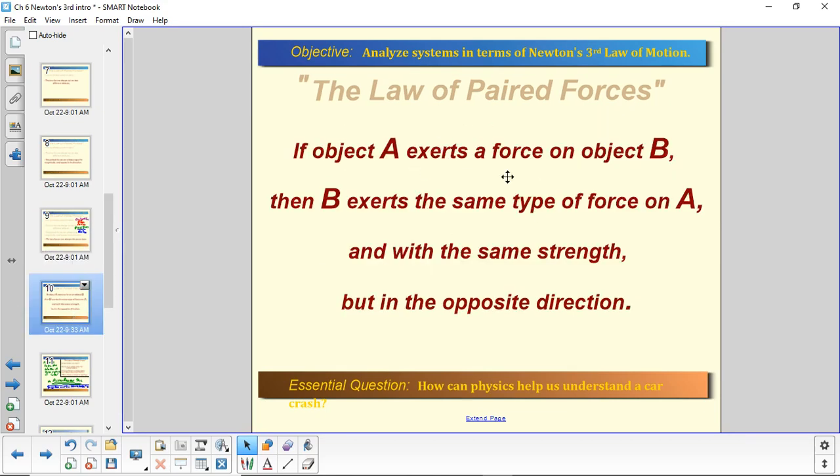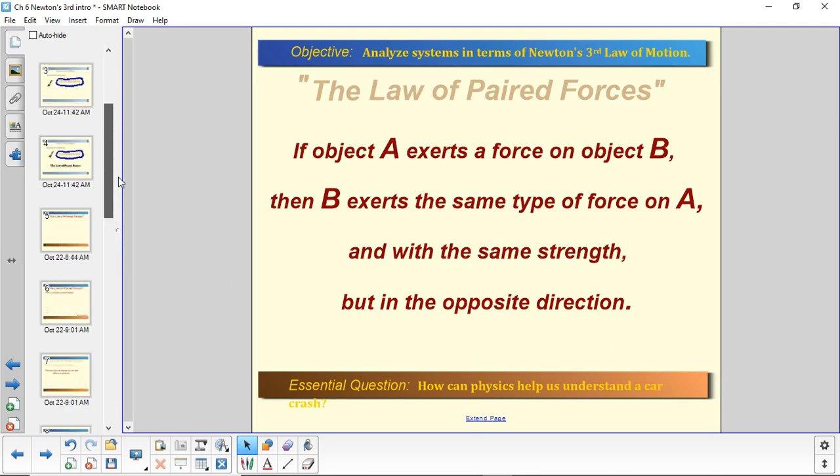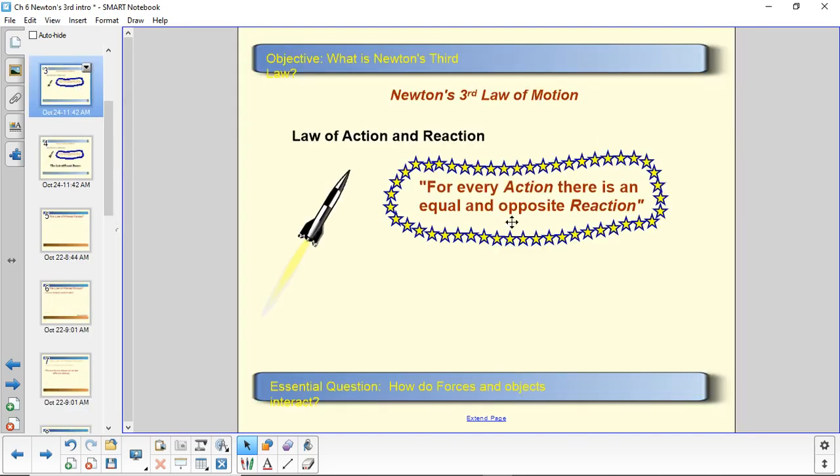Okay, so this is the way we kind of sum it up here. This is the phrasing that they use in the book, and it's pretty darn good. If object A exerts a force on object B, then B exerts the same type of force on object A and with the same strength, but in the opposite direction. So that is a rephrasing of the famous "for every action there's an equal and opposite reaction."